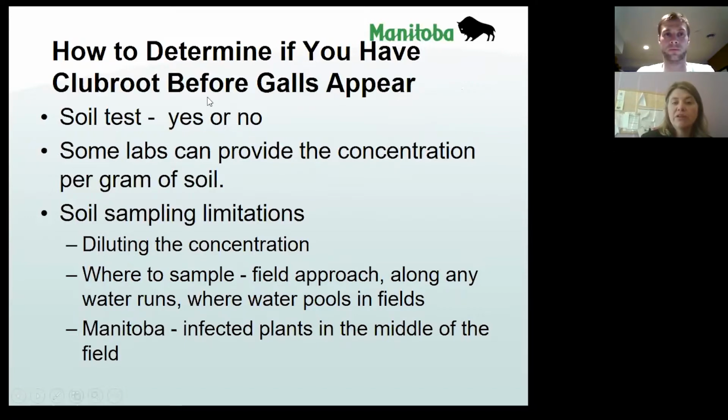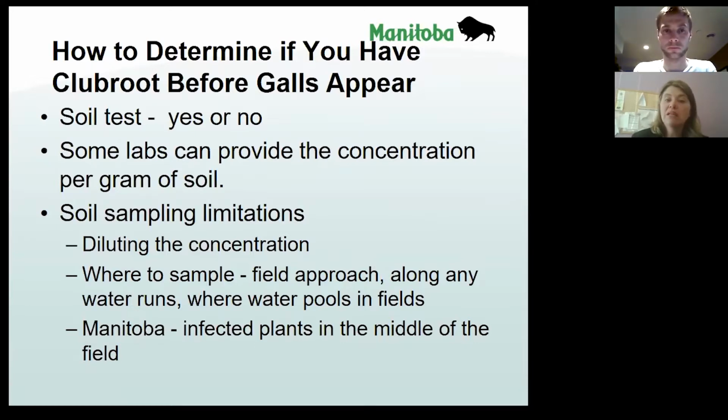So how to determine if you have Clubroot before you have galls? You can soil test, yes or no. The Manitoba canola growers, if you look on their website, they are offering a free soil test to farmers. If you are a member in good standing, I would say jump on that. If you're going to pay for it on your own, you're looking at about $100 to $125 a sample. I can't remember off the top of my head how many they offer, but I know it's at least one. It might be more than that.